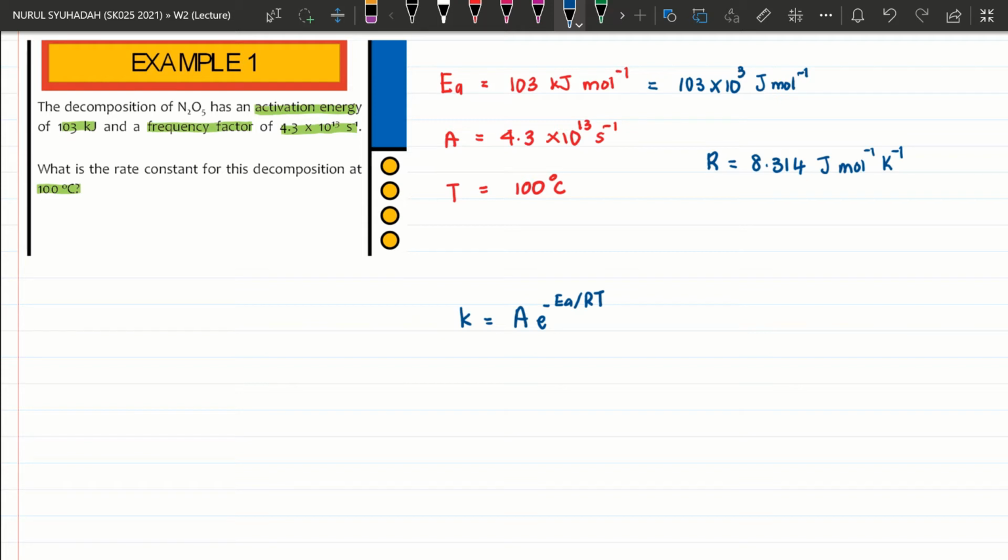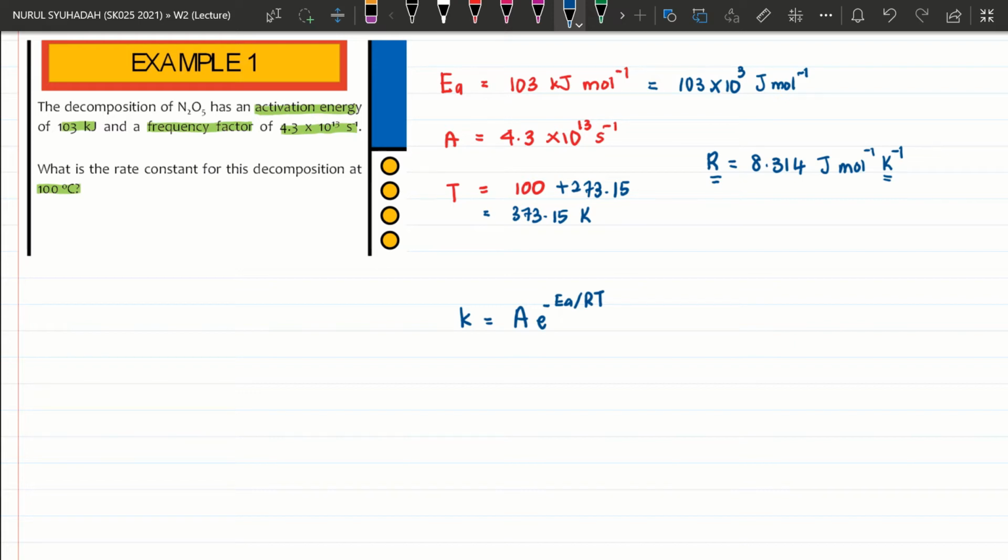Next, A, we have no problem with A. And then the value of T. Since the unit of our gas constant is Kelvin, we need to make sure that our temperature is an absolute temperature, which uses the unit Kelvin. So we need to change 100 degrees Celsius to Kelvin by adding 273.15. So we will get the temperature as 373.15 Kelvin. Once you have all the information in the correct unit, then you can substitute into the equation.